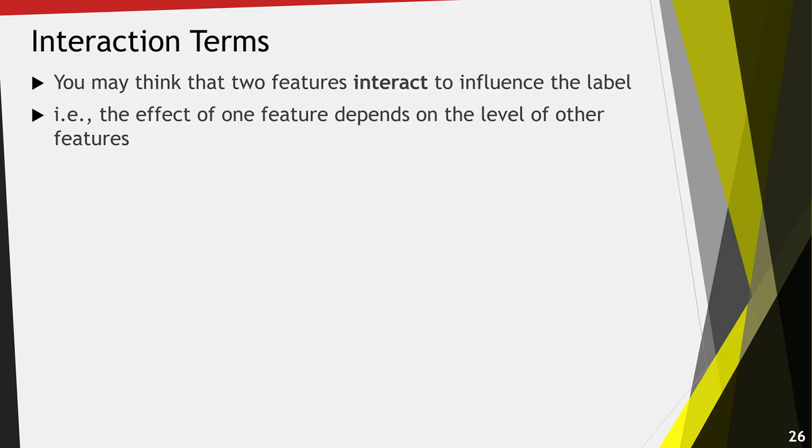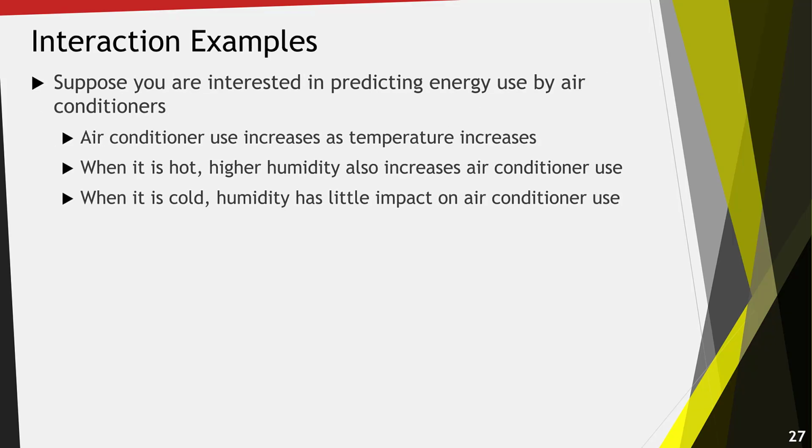You might think that 2 features interact to influence a label. What I mean by this is that the effect of one feature depends on the level of another feature or features. Suppose I was interested in predicting energy usage by air conditioners. Air conditioner usage increases as the temperature increases. When it's hot, higher humidity also increases air conditioner use. However, when it's cold, humidity has very little impact on air conditioner use.